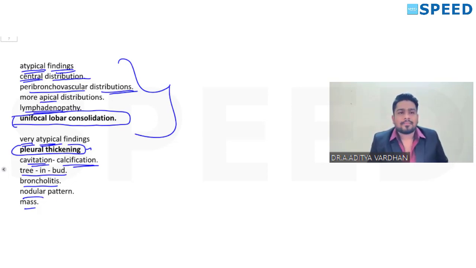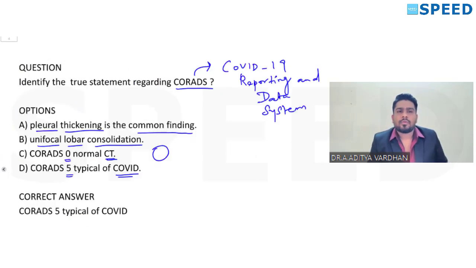Now, let's get there. So pleural thickening is the common finding. It's very wrong, friends. It is an atypical finding. Hence this option is wrong. Unifocal lobar consolidation. Whenever they give something blindly like this, it means they are trying to say COVID has unifocal lobar consolidation. That is also rare in case of COVID, hence it's a wrong option. CO-RADS 0. I have told you earlier, it starts from CO-RADS 1, 0 is not there. Hence, this is a wrong option. And CO-RADS 5, typical of COVID, is the correct answer, friends.